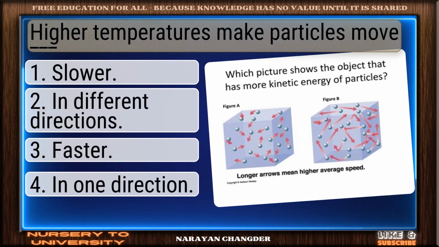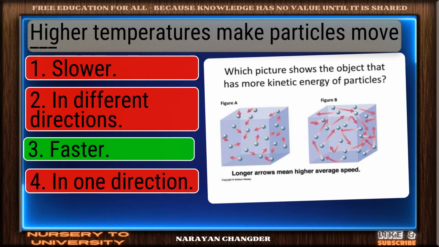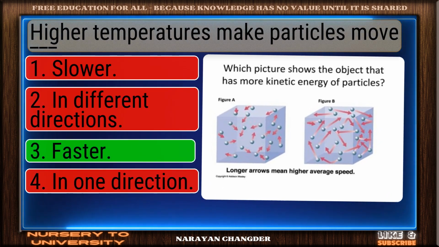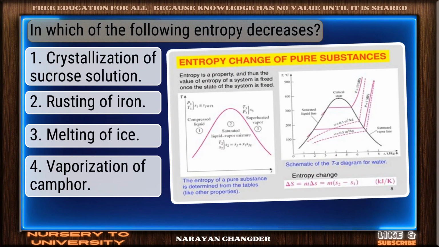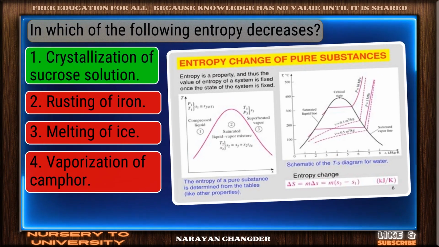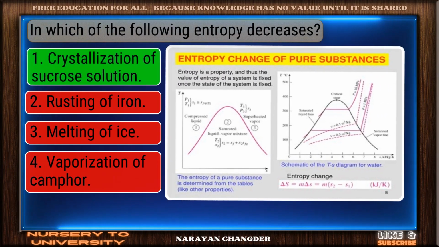Higher temperatures make particles move dash. Strong choice. Faster is the right answer. In which of the following entropy decreases? Excellent. Crystallization of sucrose solution is a brilliant choice.